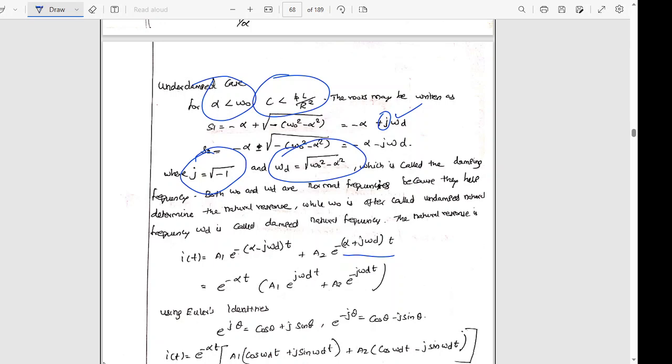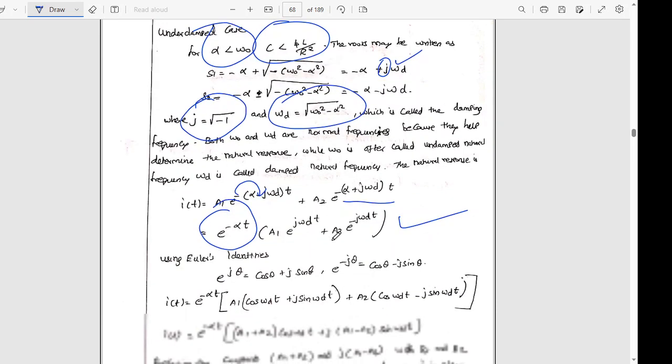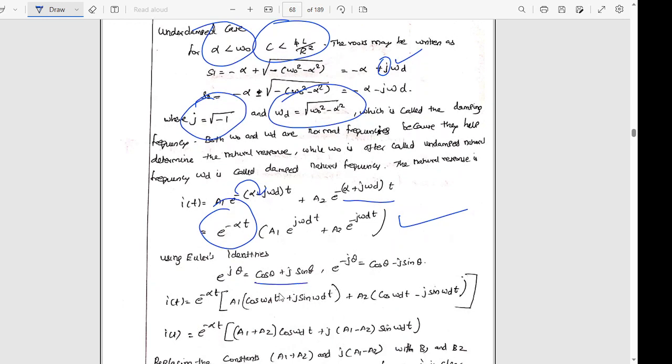So I can take e power minus alpha t outside. I will get a1 e power j omega d t, since this minus and this minus will be multiplied, I'll get plus, plus a2 e power minus j omega d t. This is what we'll get. By Euler's identity, e power j theta is written as cos theta plus j sin theta, and e power minus j theta is written as cos theta minus j sin theta. Just substitute the values here. So I of t equals e power minus alpha t multiplied by a1 into (cos omega d t plus j sin omega d t). Next, a2 into e power minus j omega d t can be written as cos omega d t minus j sin omega d t.